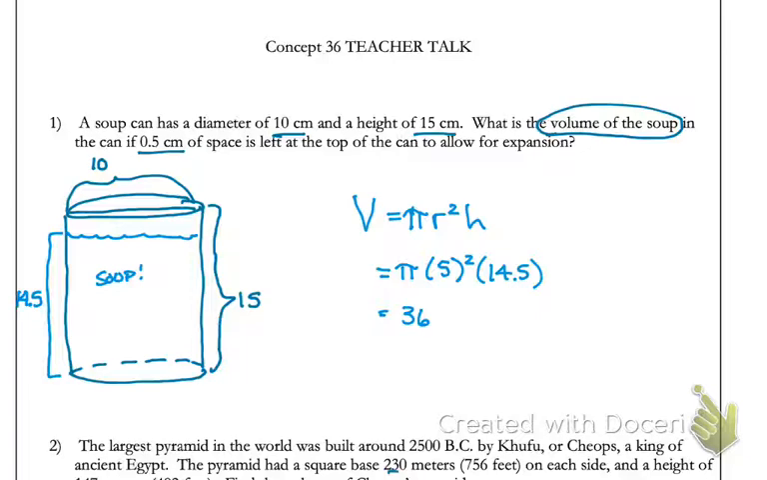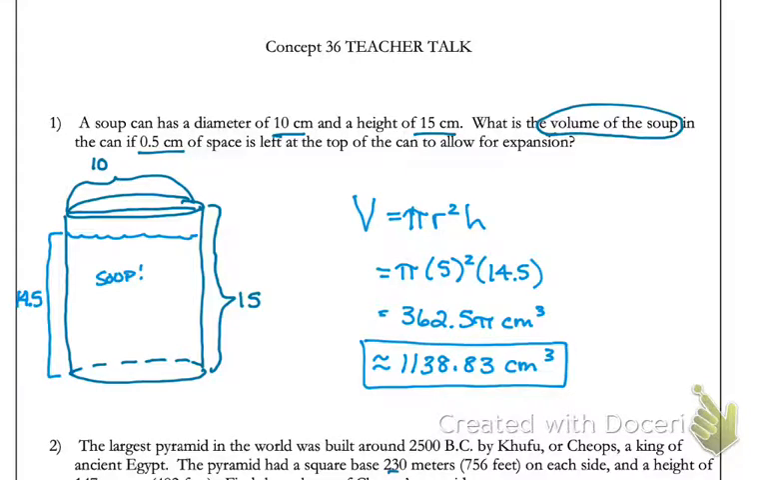And so we take pi times 5 squared times 14.5 in our calculator. We should get approximately 1,138.83 centimeters cubed. Remember, since this is volume, this is going to be units cubed. And since we specified centimeters, we're going to use such. If it asks you to leave it in terms of pi, we would leave it as 362.5 times pi centimeters cubed.